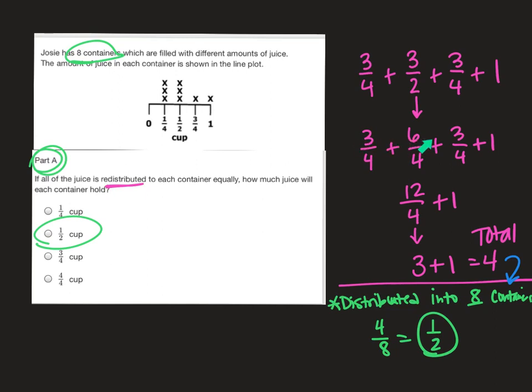3 plus 6 is 9, 9 plus 3 is 12. 12 over 4, I know I would not leave it improper, and when I go to divide it out, I noticed that it represents a whole number anyways, so it represents 3.